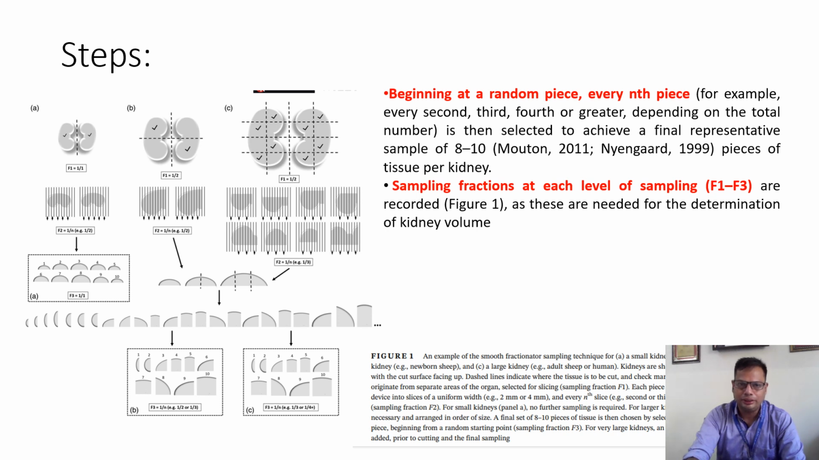Figure 1 shows an example of the smooth fractionator sampling technique for renal research. You can see that, starting from a random piece, every 9th piece is then selected to achieve the final representative sample of 8 to 10 pieces of tissue per kidney. Sampling fractions at each interval or level of sampling are recorded as shown in Figure 1, as these are needed for determination of the kidney volume according to the different types of study.